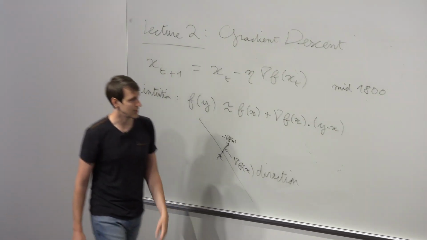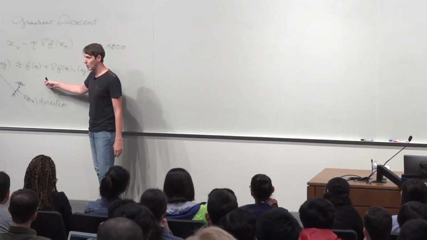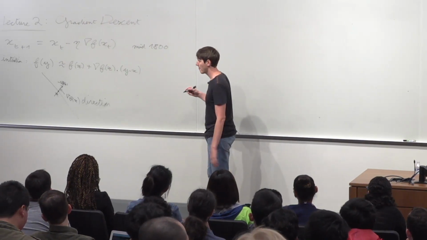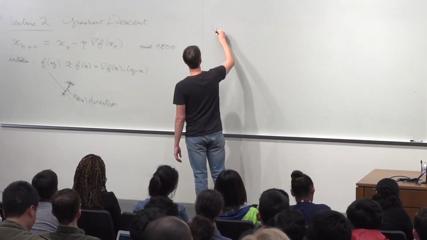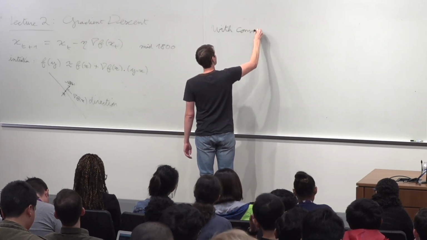So this is a general intuition that goes beyond convex optimization. Now let's see what happens when you have convexity. Okay, so with convexity, what do we have?